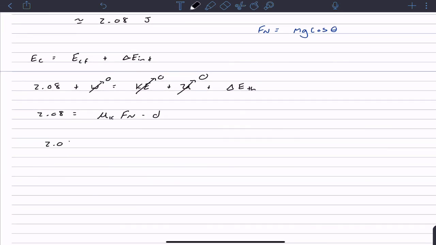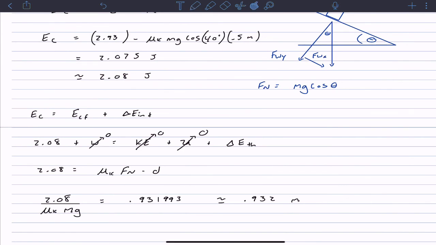In this case, the normal force is just mg. So again, just do the same thing that we did last time. Here's the frictional coefficient. Mg equals, what does that equal? I'll plug that in. And the distance traveled is going to be 0.932 meters. Equals d. This is our answer.